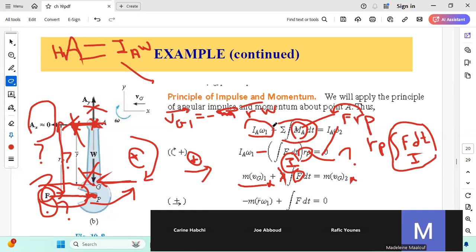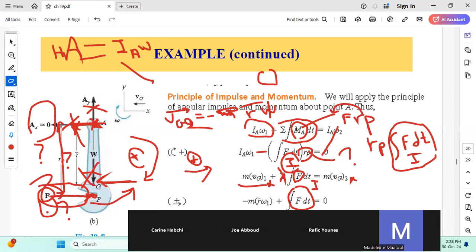So now if I replace in my equation, the linear momentum m vG1 is minus m r bar omega 1, plus the integral of F dt. The integral of F dt is the impulse I, equals, at final state, we said omega 2 is 0. So since omega 2 is 0, vG2 will be equal to 0. So this equation will help me get the expression of my impulse I. I is equal to minus m times r bar times omega at state 1.